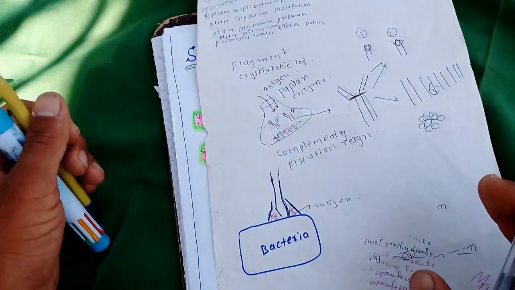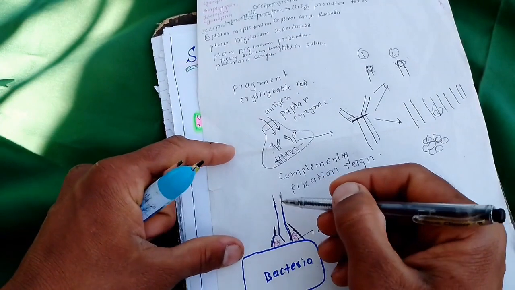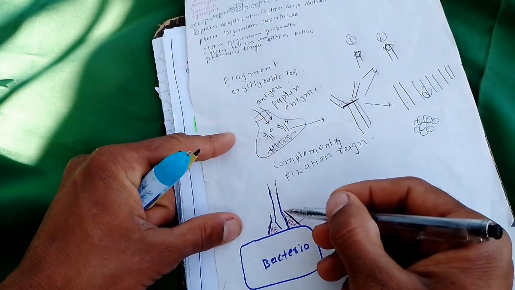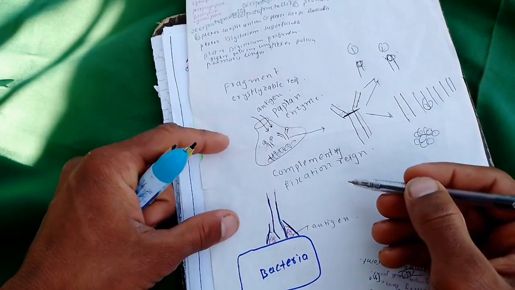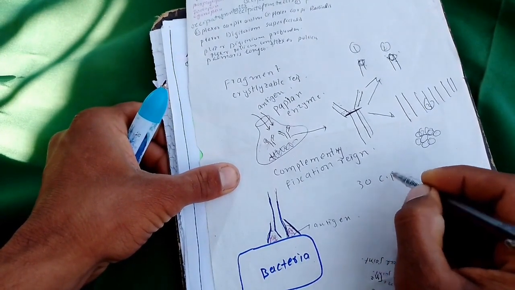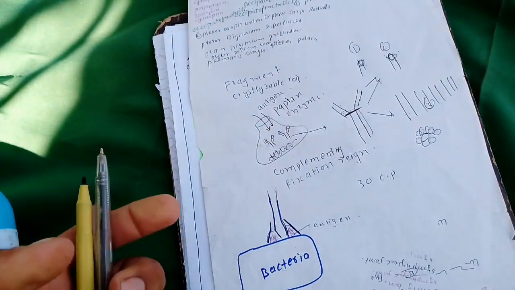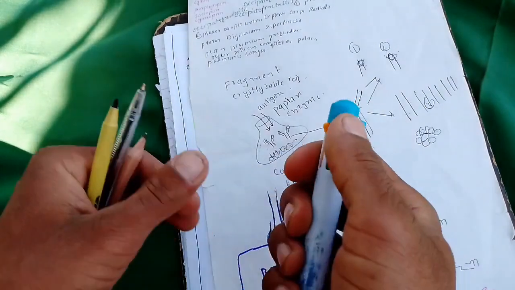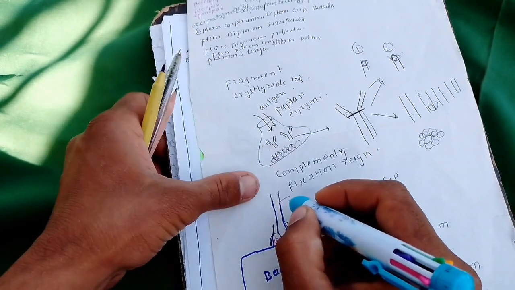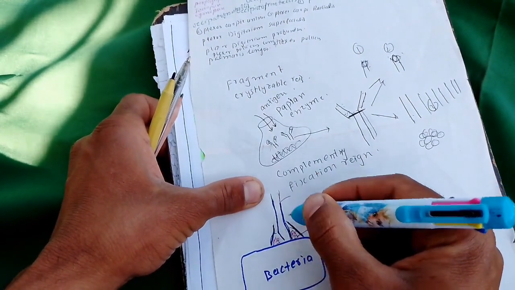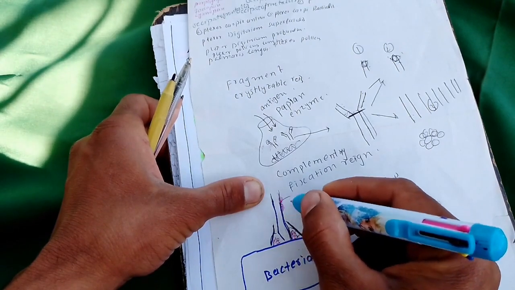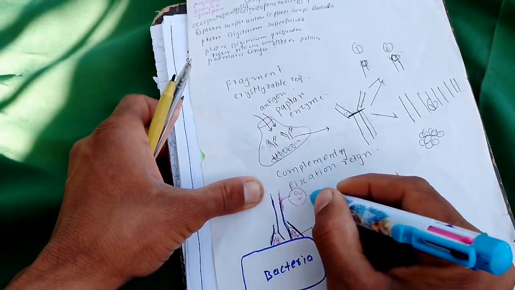How does it start the complementary system? This is called the complementary fixation region because when this antibody is attached to the bacteria, there are about 30 different types of complementary proteins. Then complementary protein number 1 comes and attaches here by a specific loop. When this antibody is attached here, a conformational change produces a specific loop of the constant region where complementary protein number 1 is attached, and so on.